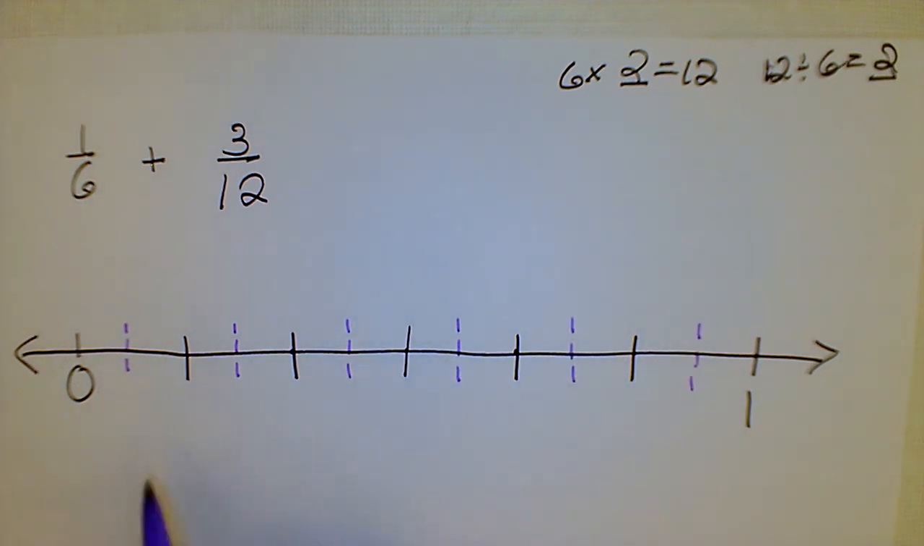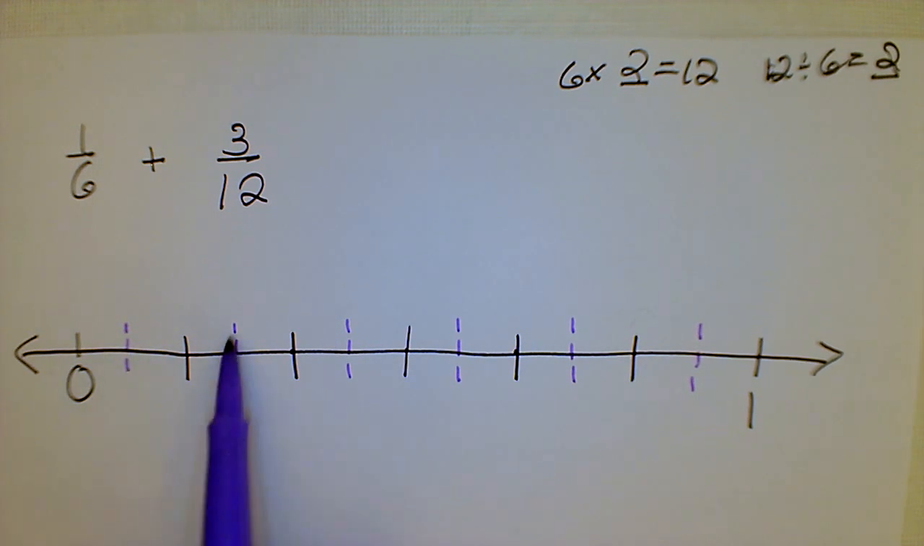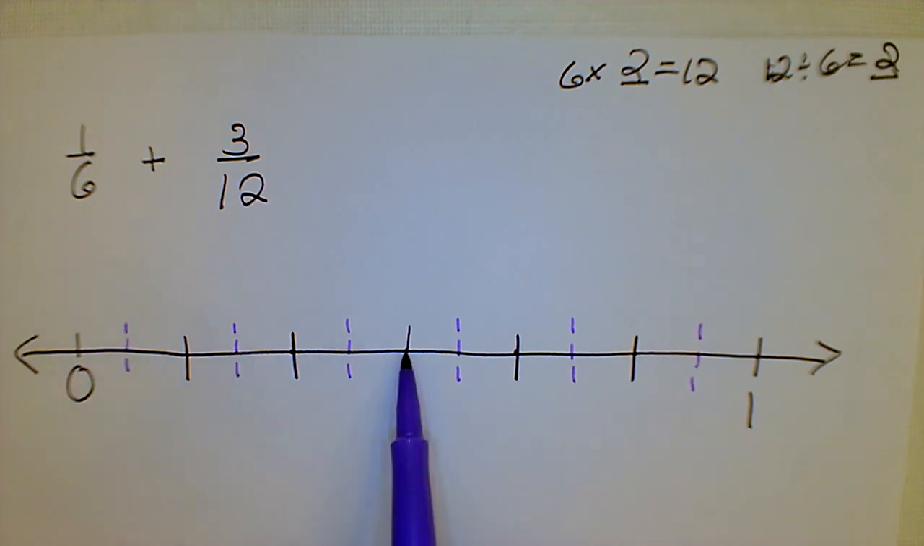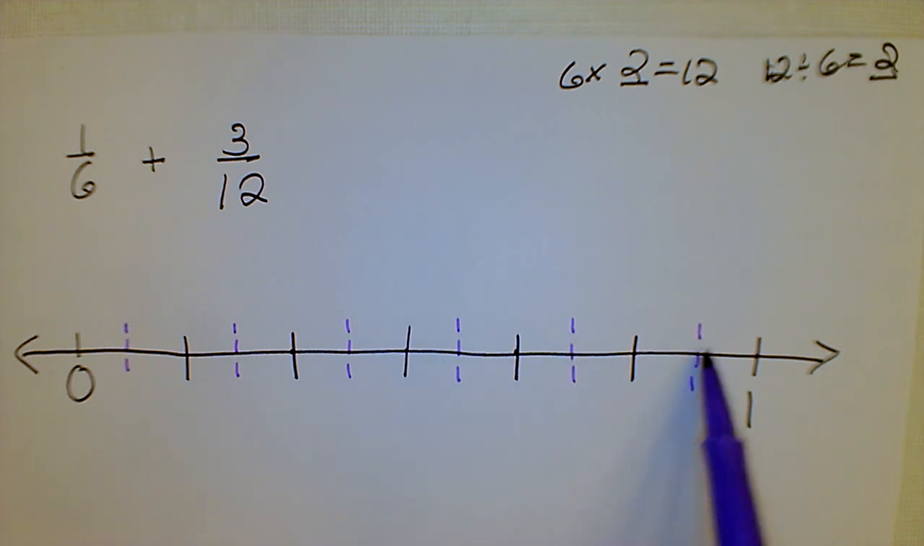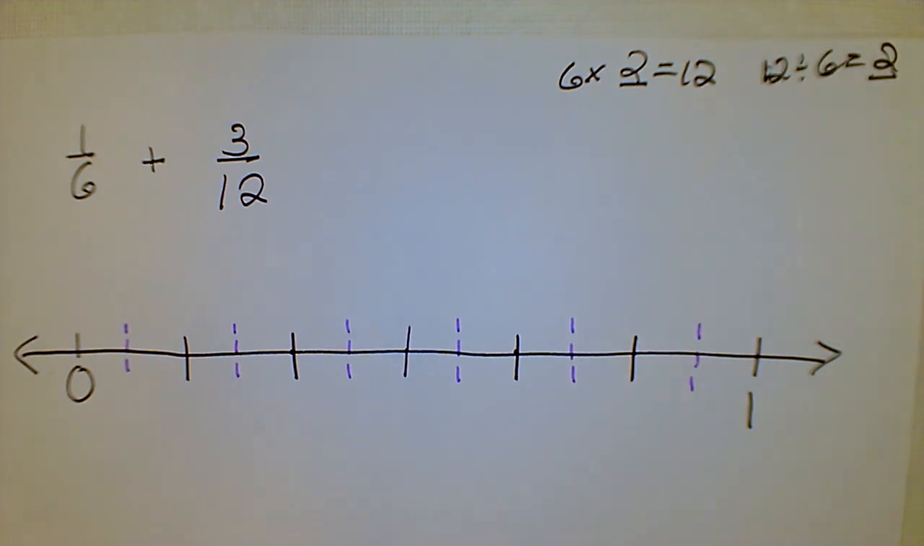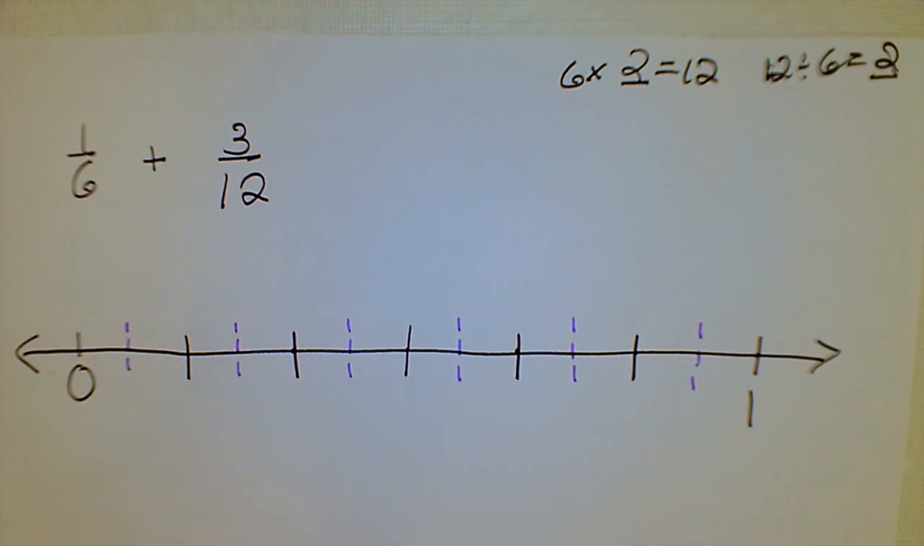All right, almost done. And then let's check to see if that worked. So we have 1, 2, 3, 4, 5, 6, 7, 8, 9, 10, 11, 12. So it sure did. We have 12 parts. So each one of those is 1/12. So now we can actually just go ahead and add these together.